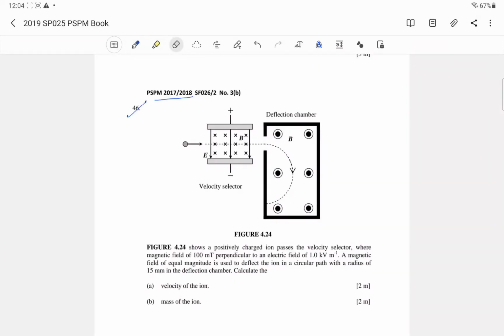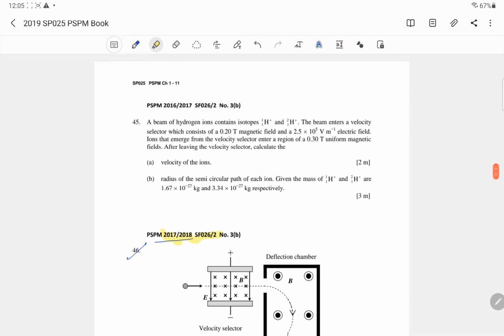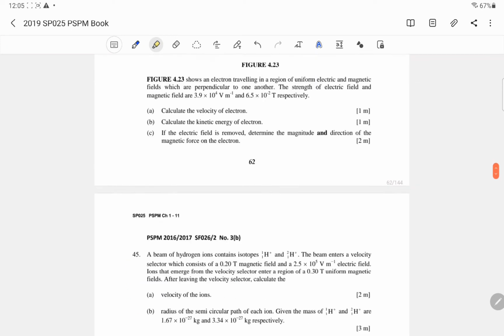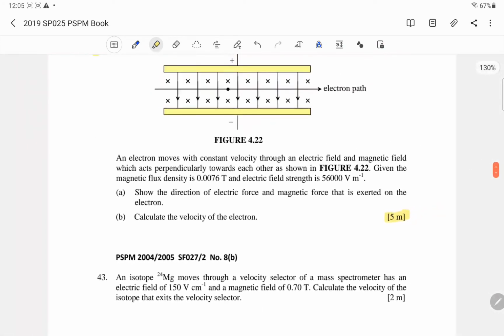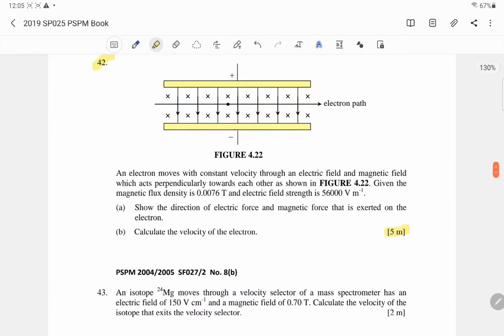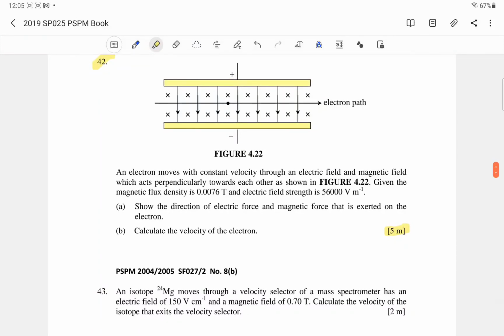Soalan yang kita buat tadi adalah soalan tahun 2017-2018. Alright, so kita dah settle dah A dan B. Alright, so nanti you boleh jawab juga soalan-soalan ni. Okay, kita nak tengok number 42. Kita ada 5 marks here. Okay, an electron moves with constant velocity through the electric field and magnetic field. Given the magnetic flux density and electric field strength, show the direction of electric force and magnetic force.